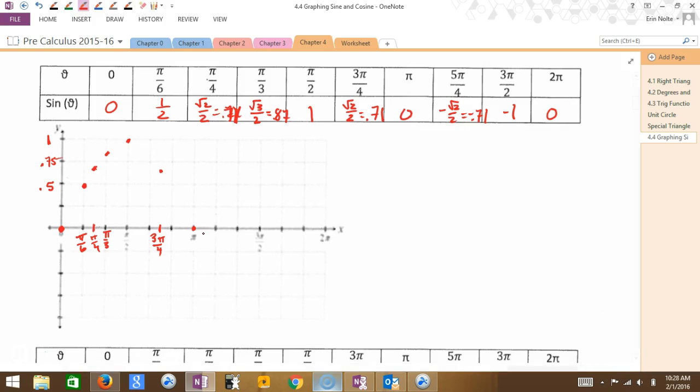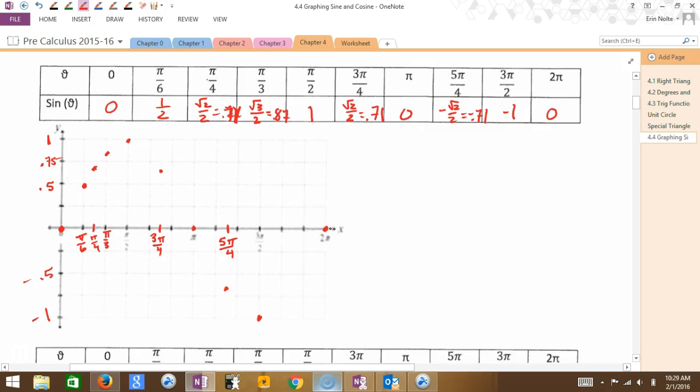Okay. 5 pi over 4, so that's going to be directly between pi and 3 pi over 2. I would go to negative, let's see, we want this to be 0.5, negative 1. So right there. Oops, that's not right. There we go. Right there. Okay, so then at 3 pi over 2, that's at negative 1. And then 2 pi goes back to 0.